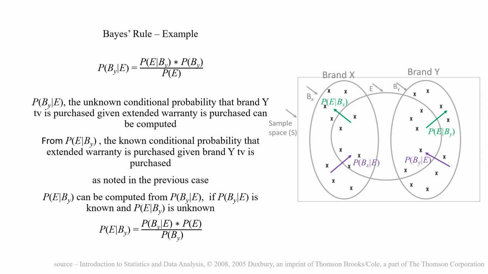That is, probability of E given By can be computed from probability of By given E if probability of By given E is known and probability of E given By is unknown, though that is not the problem statement in this example. Thus, probability of E given By equals probability of By given E multiplied by probability of E divided by probability of By.